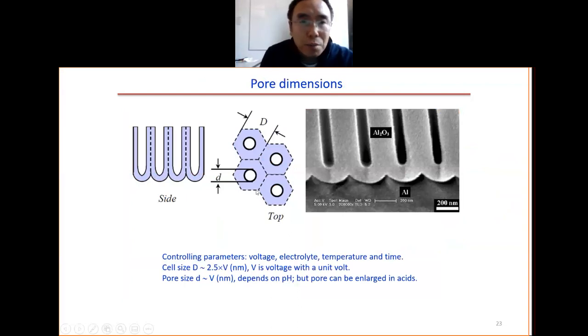Here is the dimension of the anodized aluminum nanopores. The parameters to control are the voltage, the type of electrolyte, temperature, and time. The cell size D is typically 2.5 times the applied voltage, where V is in the unit of volts. The diameter of the pore is on the order of the voltage, but the pore can be enlarged by acid. You can do some isotropic etching to make the pore bigger.